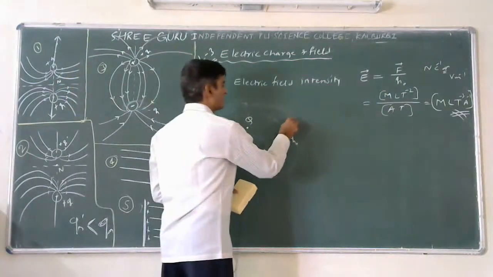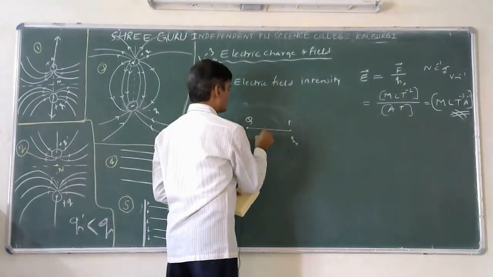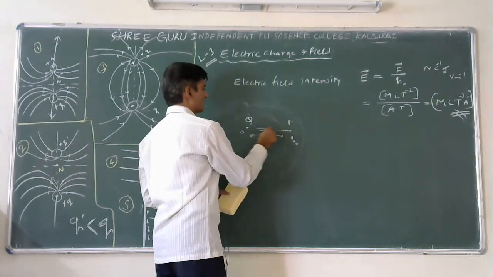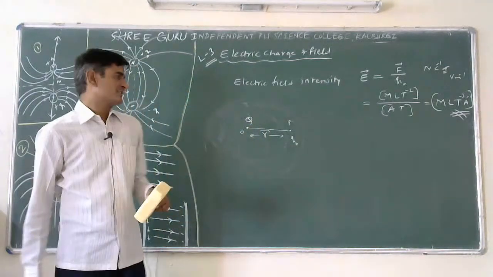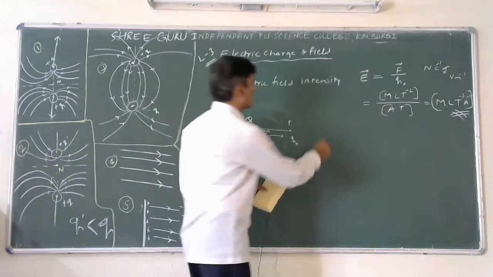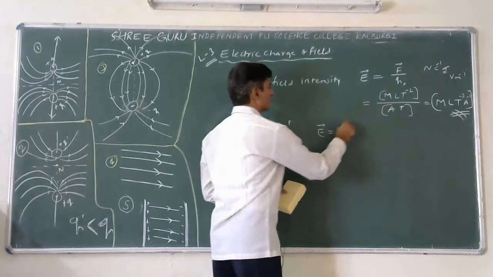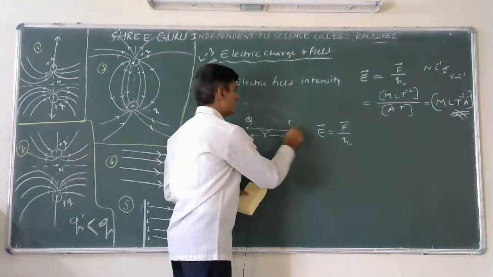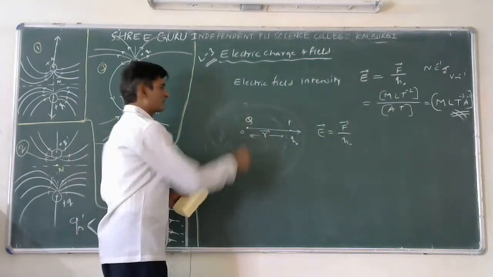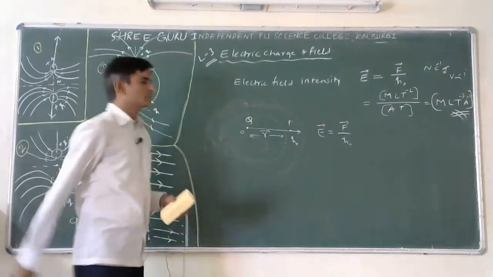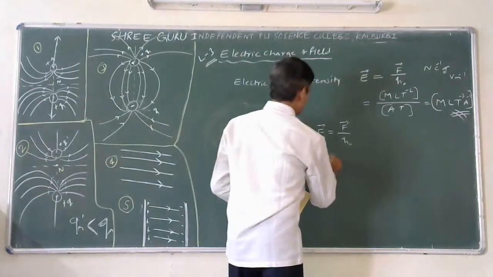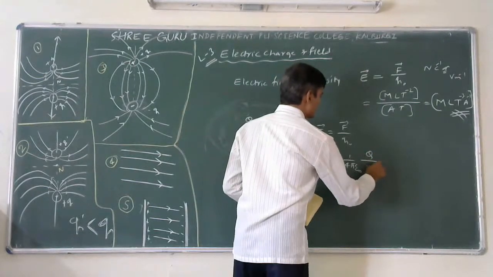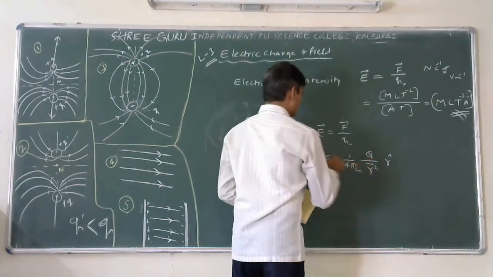We took a point P, and the distance of the point P from the point O, the place where the source charge is placed, is R. Then we derived the equation vector E equals F divided by Q naught, where F is the force between these two, which is repulsive because both are positive. So you got the formula E equals 1 by 4 pi epsilon naught Q divided by R square into R cap.